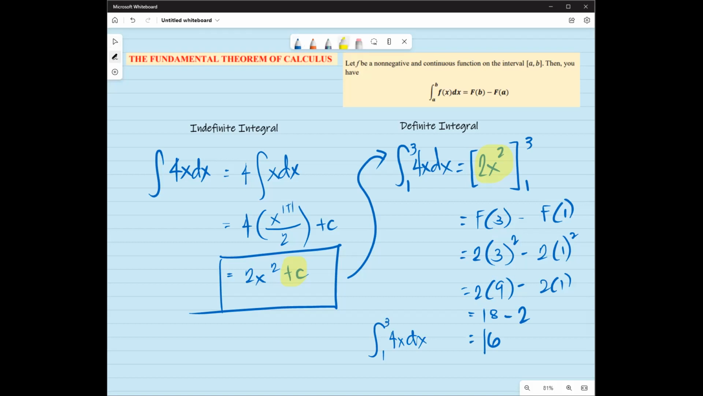Show me a reaction if that process is clear. Let me see. Show me a reaction, please, if that's clear. So therefore, the first thing to do is to get the integral and then just substitute the boundaries.